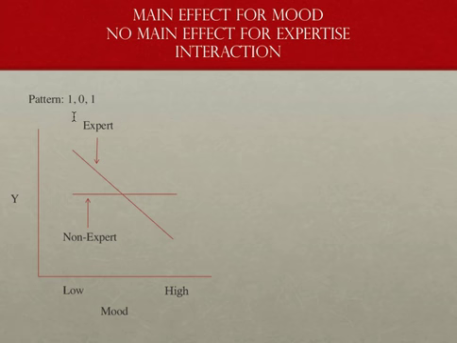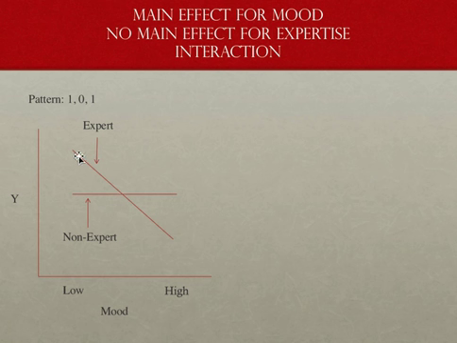Let's do another one. This one has a main effect for mood, no main effect for expertise, and there is an interaction effect. So let's look at that. Here is the mean of the low mood group. The mean for the high mood group is here. The difference between this one and this one is statistically significant. Therefore, there is a main effect of mood. Low mood people on average score higher than high mood people.